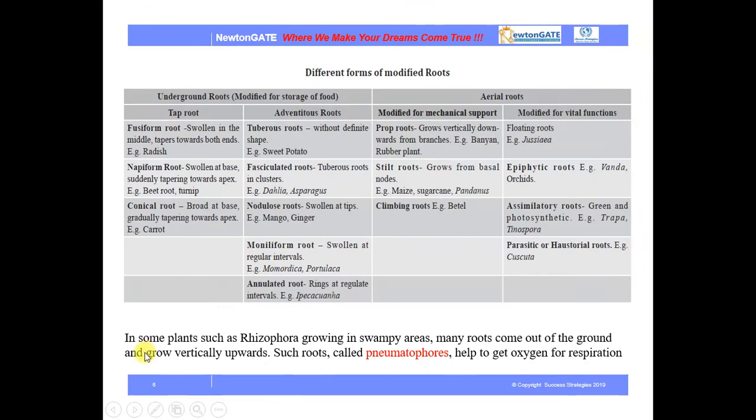Now next comes, in some plants such as Rhizophora growing in swampy areas, many roots come out of the ground and grow vertically upwards. Such roots are called pneumatophores, which help to get oxygen for respiration. Remember this term very well, students, all the NEET aspirants, pneumatophores, okay. These are very important points and questions are frequently asked from them.